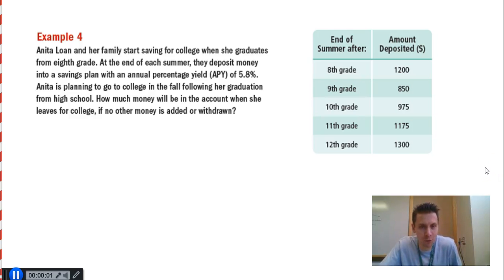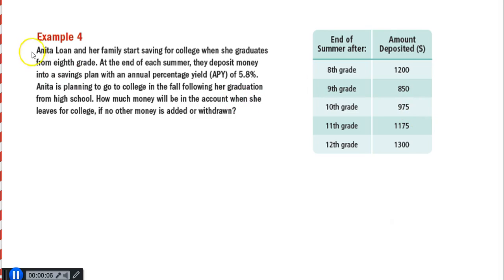All right, example 4 from 11.1 on polynomials. Here we have a word problem where Anita Lone.